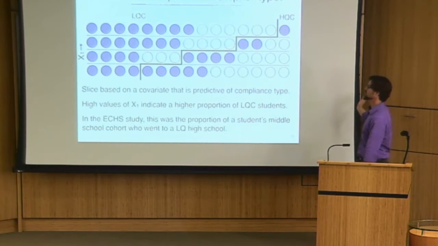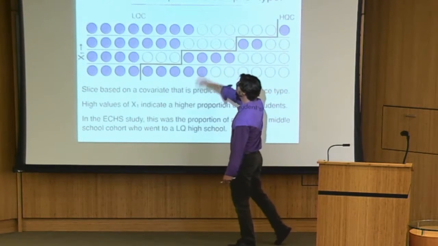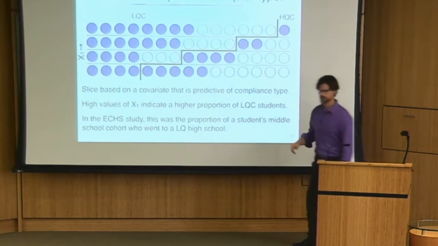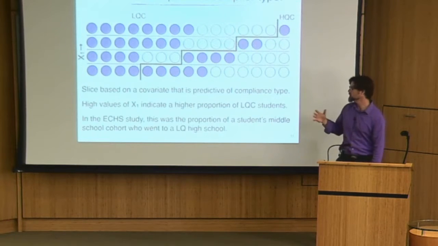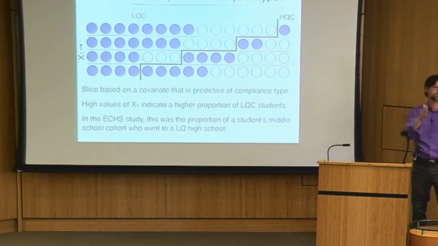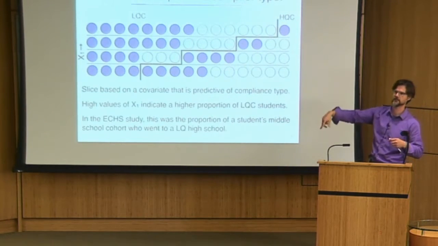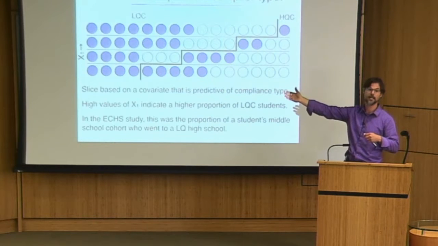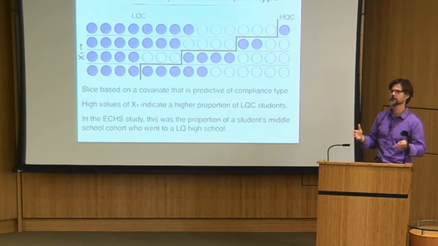So we're going to, again, shove all of our dots in each of our 4 strata. We're going to move all of our dots to low quality as best we can and then look at our bound. We did this in the ECHS study. This was the proportion of the students' middle school cohort who went to a low quality school, because the middle schools are feeding into particular schools. So if we know a kid goes to this middle school, we're pretty sure that if they don't go to an ECHS school, they're going to go to that high school, and that high school is either low or high quality. So we had a very predictive covariate in this case.